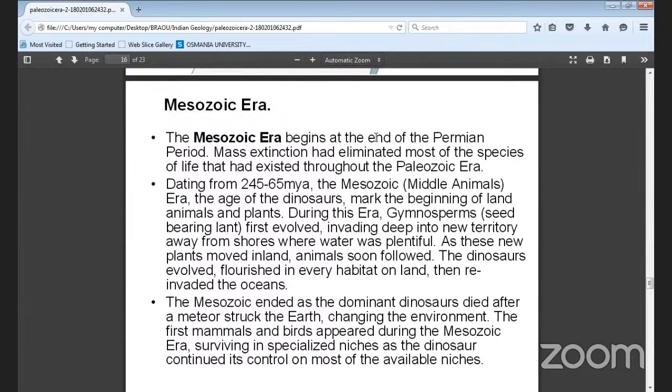Dating from 245 to 65 million years, the Mesozoic, the middle animals, the age of dinosaurs, marked the beginning of land animals and plants also. During this era, we have found gymnosperms, that is seed-bearing plants, first evolved and invaded deep into the new territory, away from the shores where water was plentiful. As these new plants moved inland, animals soon followed.